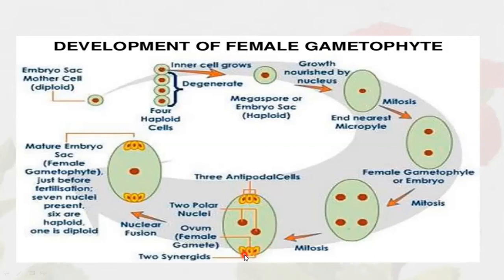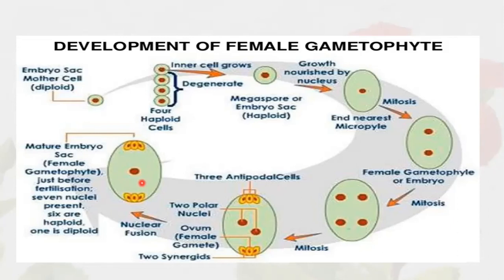This is the synergid and this is the egg cell, which will fuse with the male gamete to form a zygote. These are the polar nuclei, which will fuse to form the secondary nucleus, and these 3 are the antipodal cells. This is the mature embryo sac. Now, the shifting of the nuclei. See, here are the 3 cells at the chalazal end, 3 at the micropylar end, and at the center the polar nuclei are present. This is the mature embryo sac, which will give us the female gamete to fuse with the male gamete for the formation of the zygote.